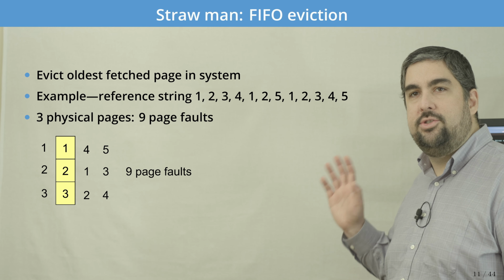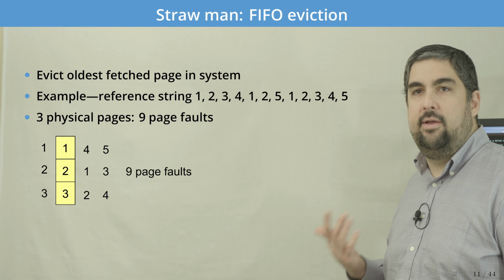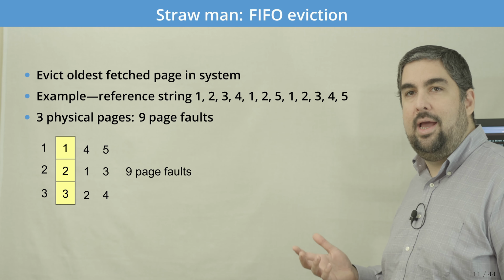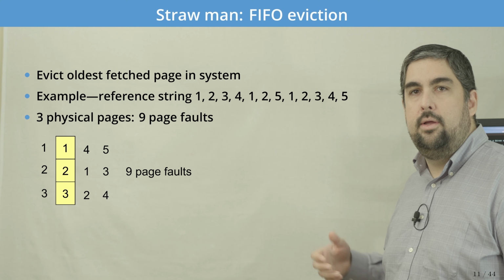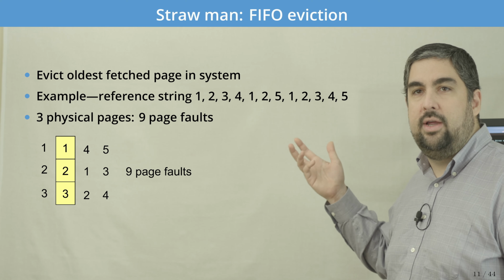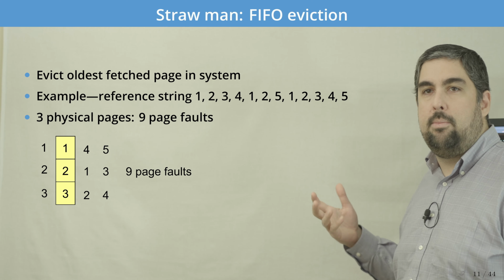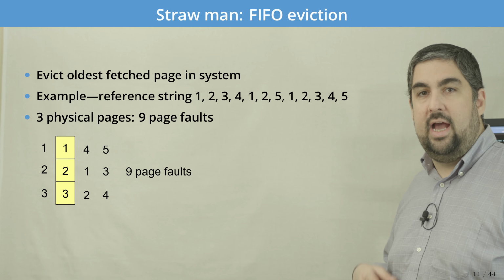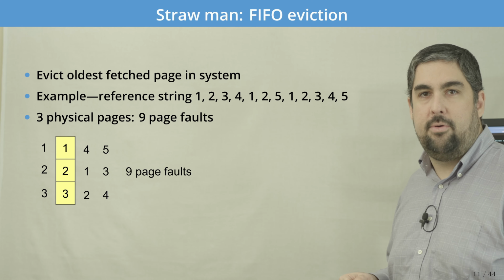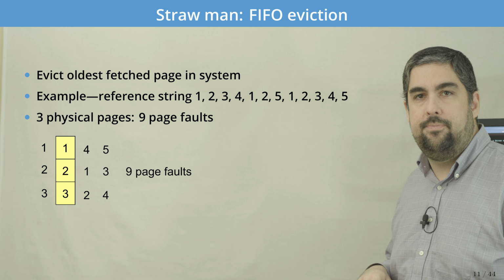So now let's start with a simple strawman policy of a first in, first out eviction policy to see how the eviction is going to work in this system. So here we have a string, which is going to be a sequence of pages that we're going to access. Imagine that our process just has 5 pages of memory, and our computer only has 3 pages that we can allocate to the process. And we're going to access the pages in this order.